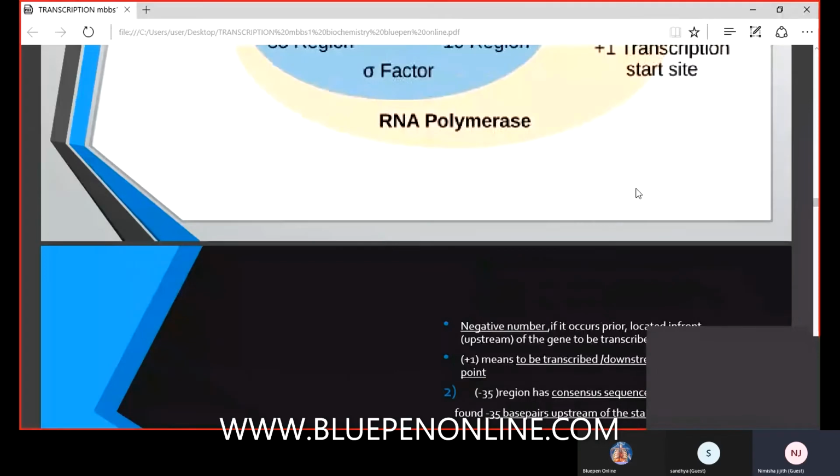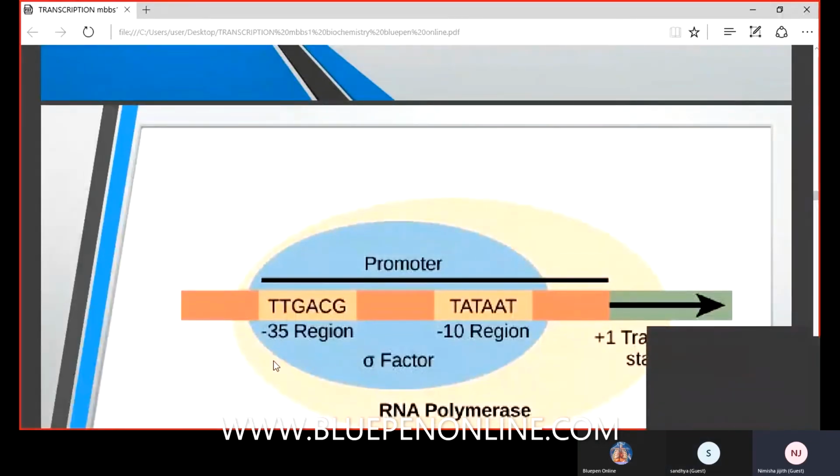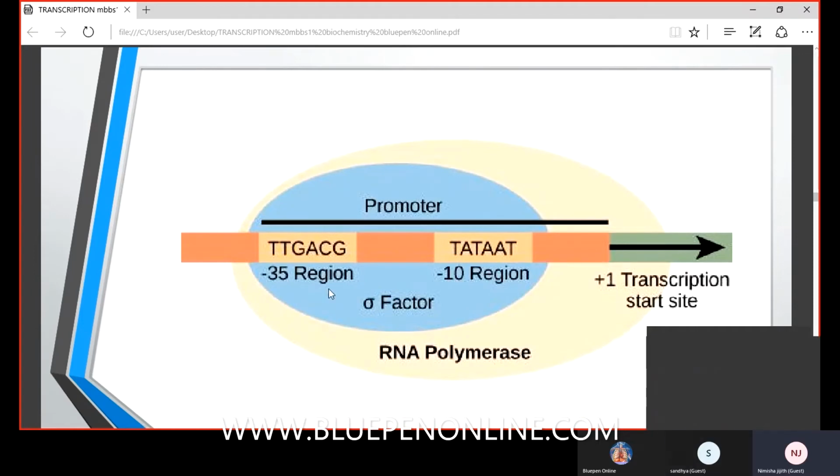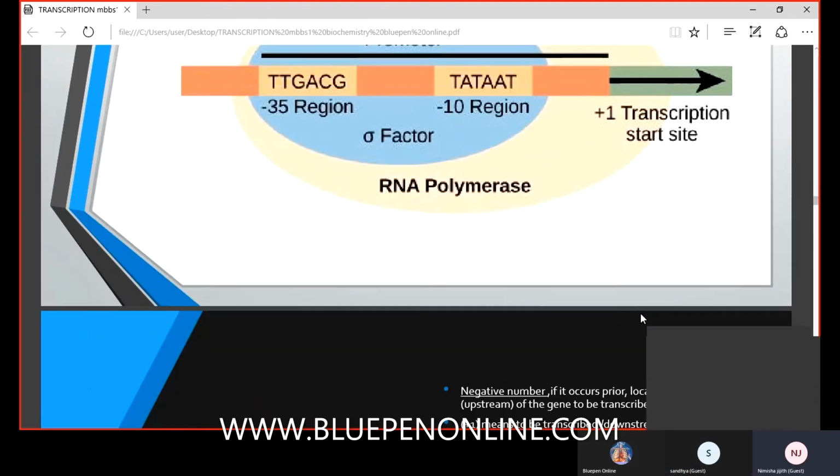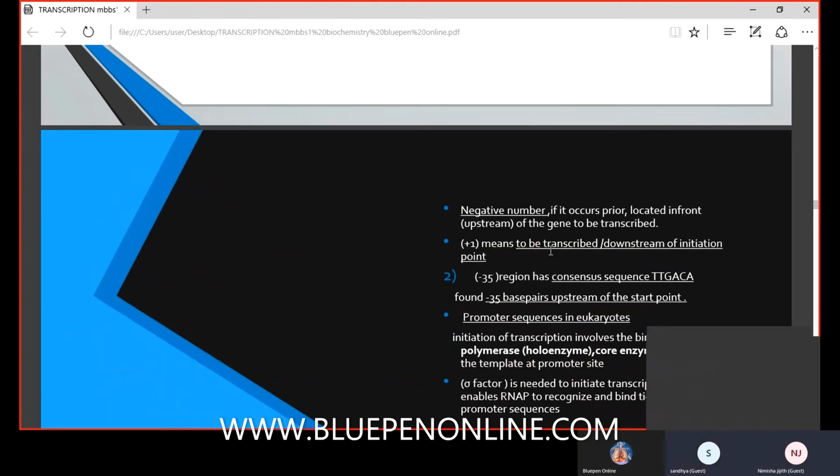I already told you, here it is a negative number, minus 10, minus 35, that indicates upstream. Upstream of where the transcription occurs is always indicated as minus, towards the left. Downstream means towards the right, indicated by plus, positive. So plus means to be transcribed, or downstream of the initiation point. Negative is upstream of the initiation point. Positive is downstream of the initiation point.